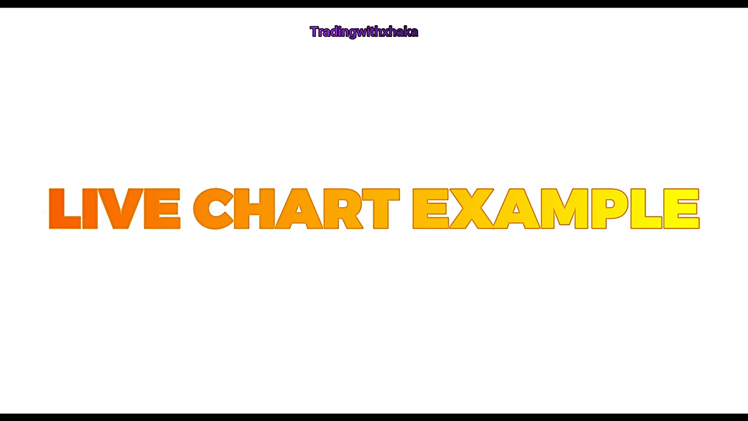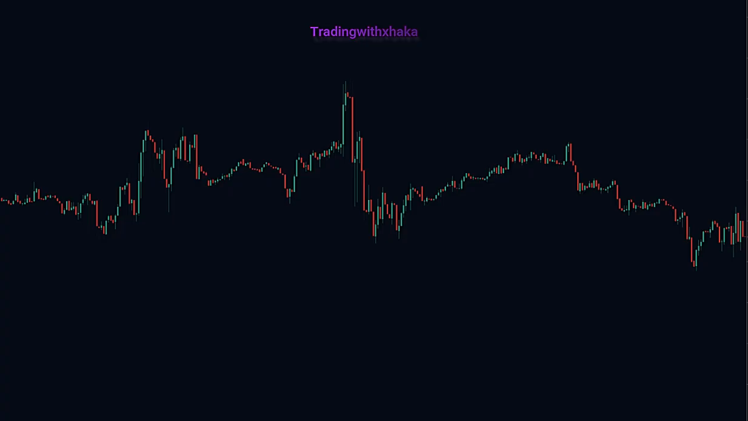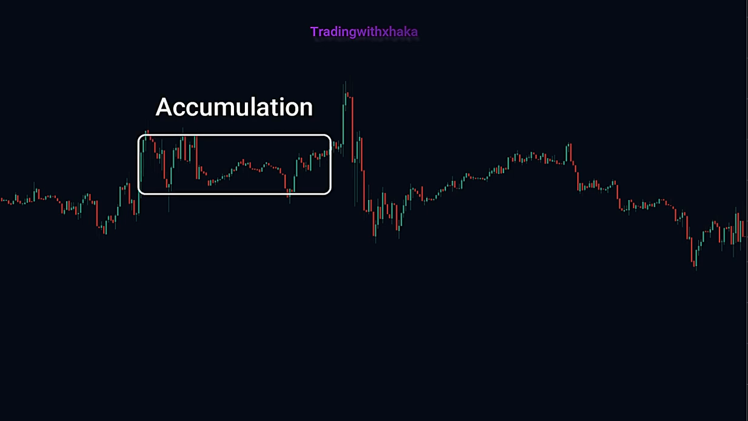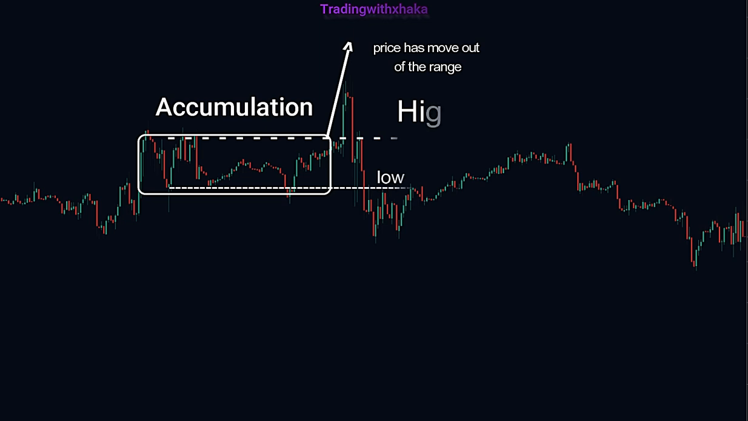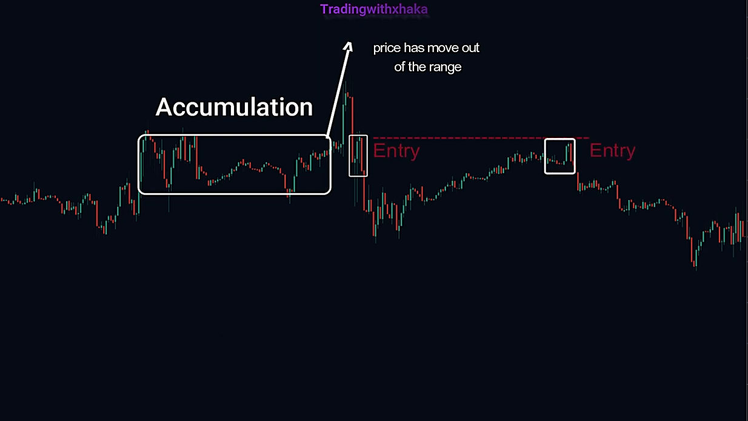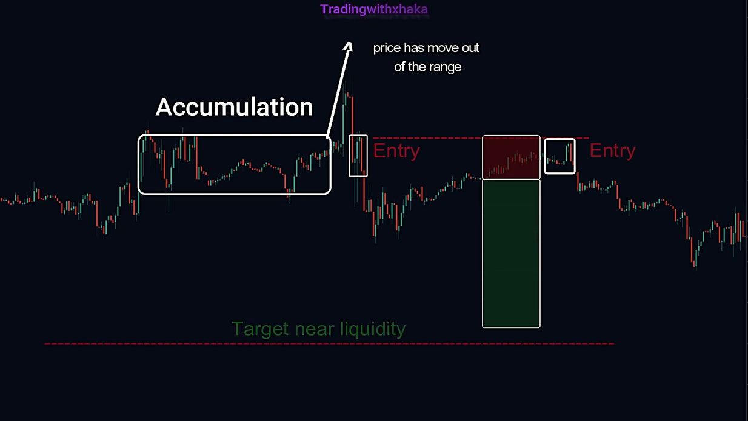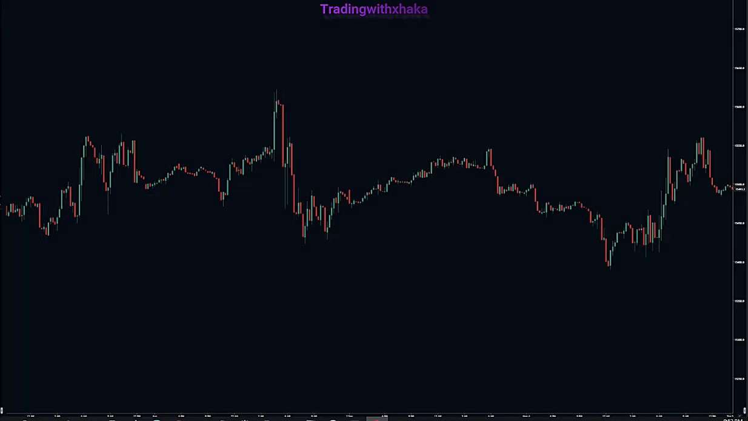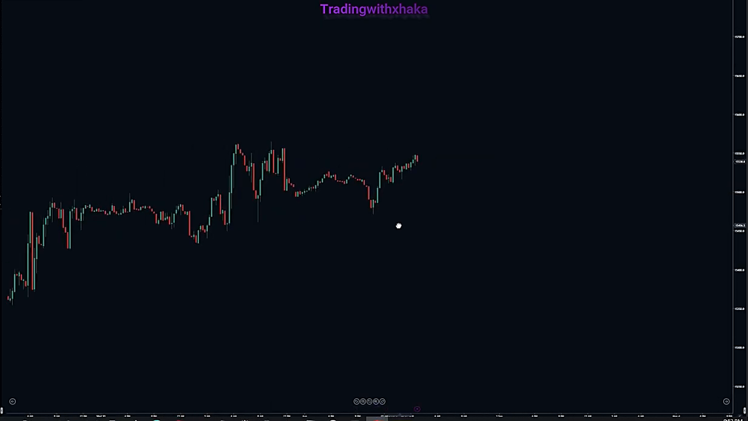So we've got to look into a live example for clear understanding, so don't worry. If you made it this far, thank you so much. So this is the accumulation phase where we have some sort of consolidation, price moves out and then aggressively moves back into the range. Then we mark out our highs and lows. But what matters here is only the high. Then this is our entry because price has retested our high. If you miss that one, this is another entry. So you target any near liquidity.